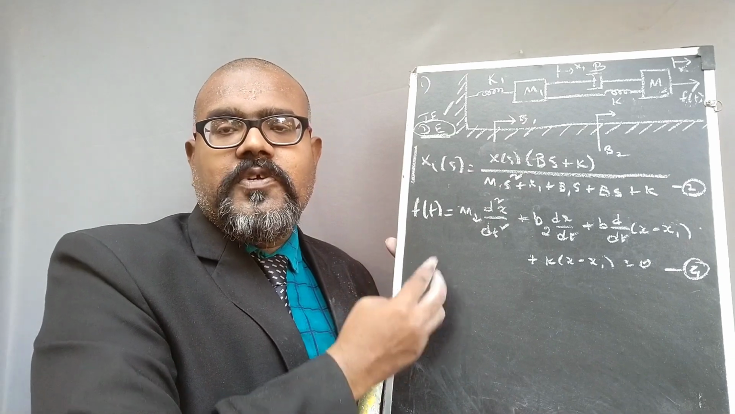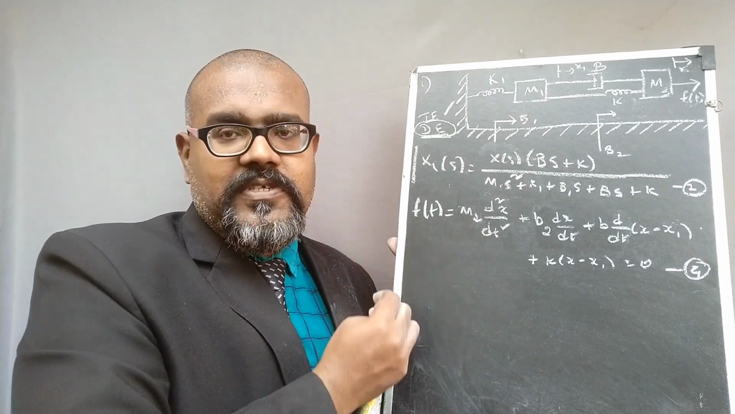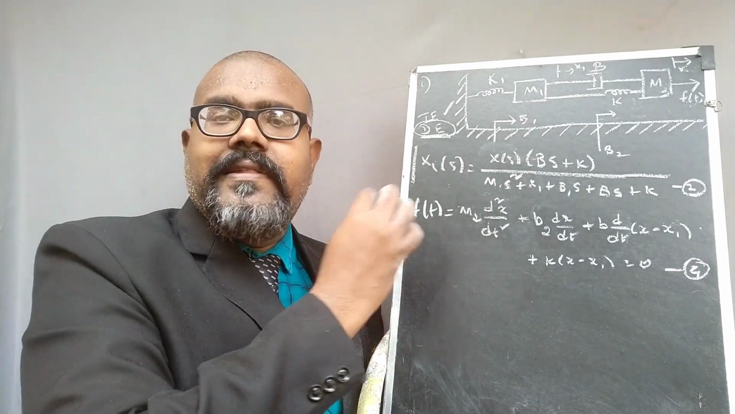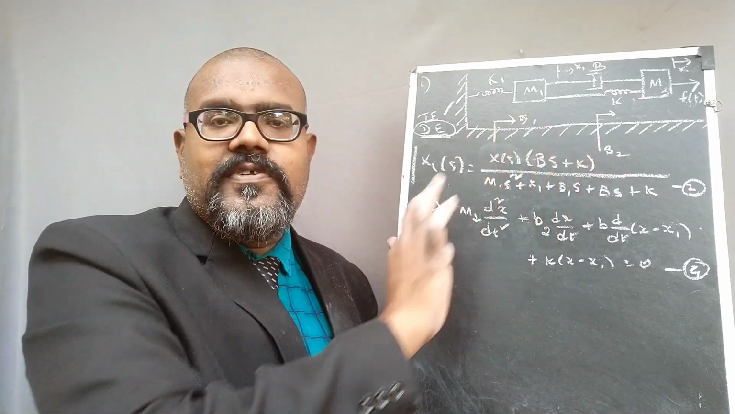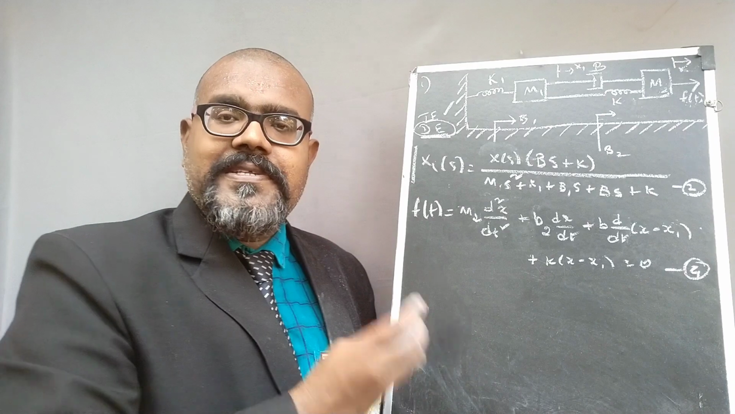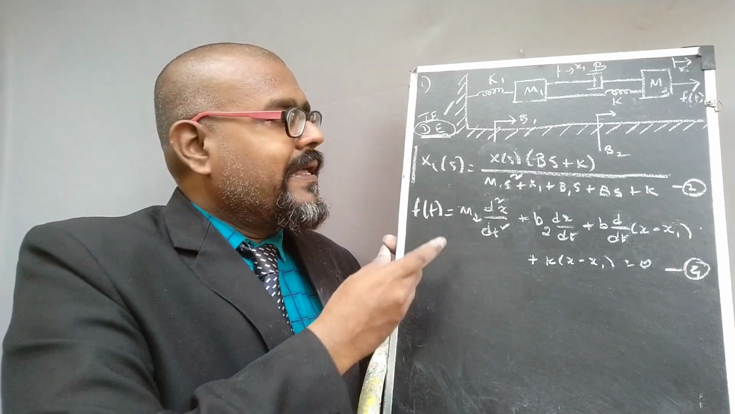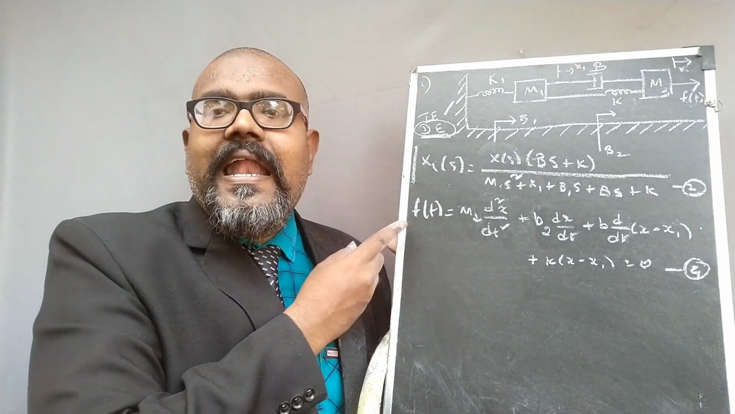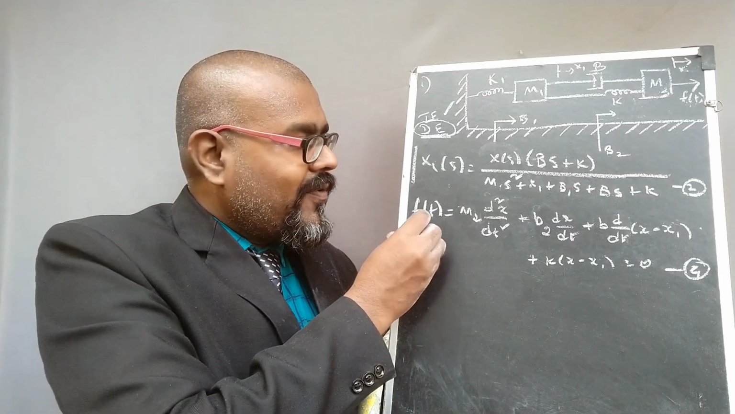According to Newton's second law of motion, all the applied force is equal to the opposing force. Here we have only one applied force. Then there are four opposing forces in the M2, so I substituted all the opposing force formulas here. Then what is the next step? I hope you remember, we are supposed to find out the Laplace transform of this.